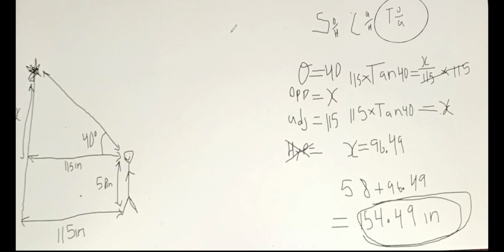So 96.49. And then to get the total height of the tree, we add Connor's height from his feet to his eye line, which is 58 inches, added to 96.49, which is the height from his eye line upward to the branches. That's 154.49 inches. So that's the total height. This is the total height of the tree.